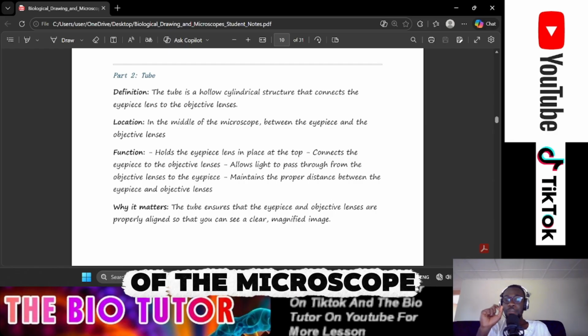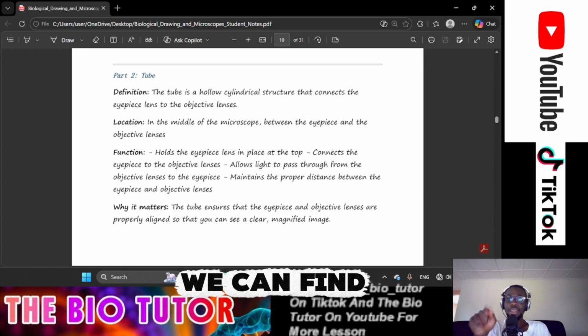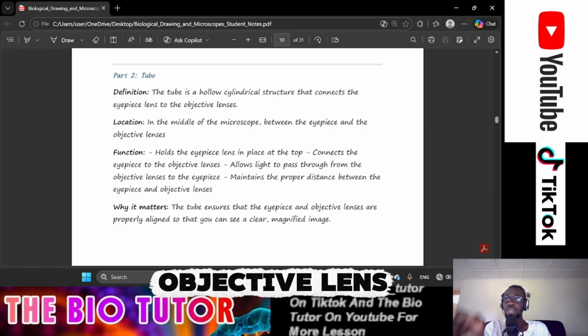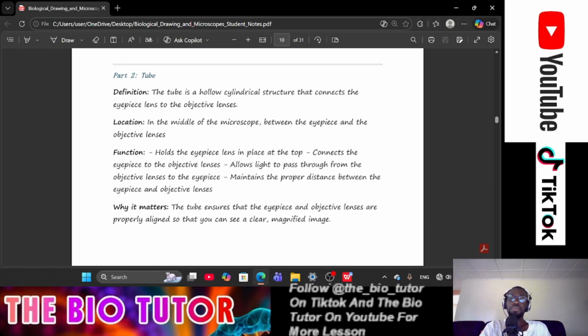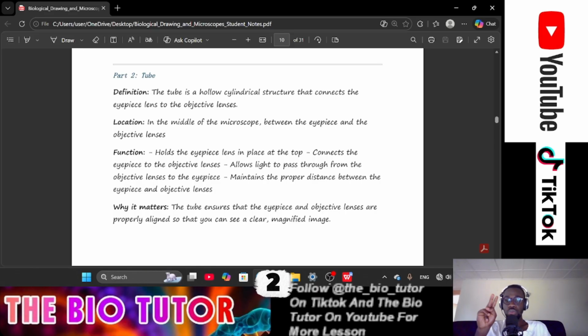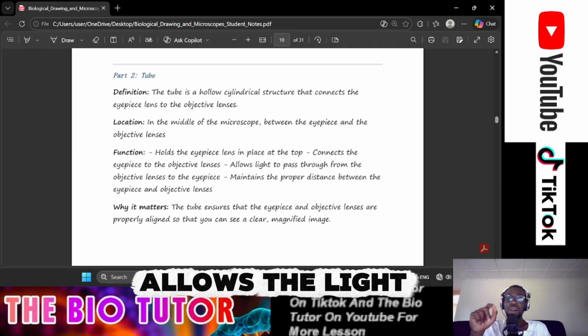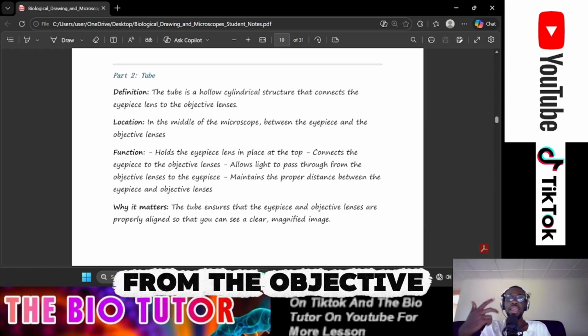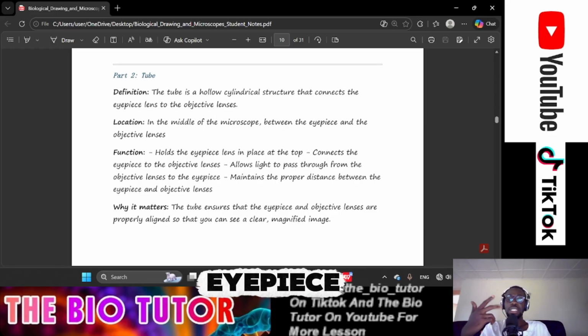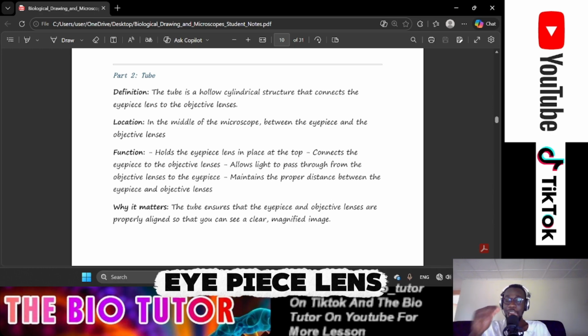In the middle of the microscope, between the eyepiece and the objective lens, that is where we can find the tube. It functions as follows: one, it holds the eyepiece lens in place at the top; two, it connects the eyepiece to the objective lens; three, it allows the light to pass through from the objective lens to the eyepiece; and four, it maintains the proper distance between the objective and the eyepiece lens.